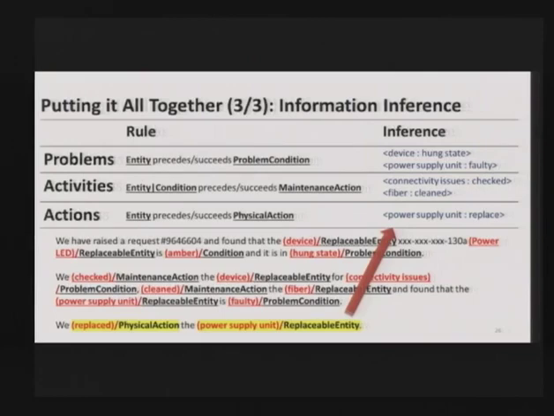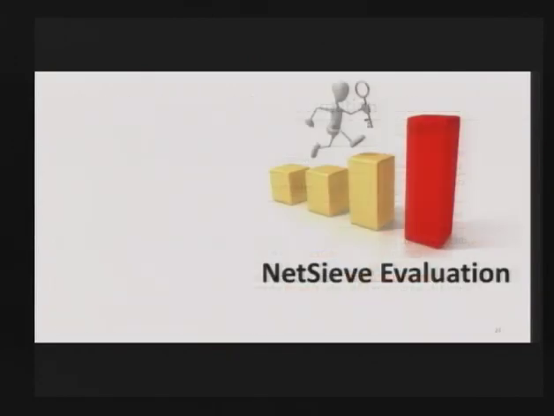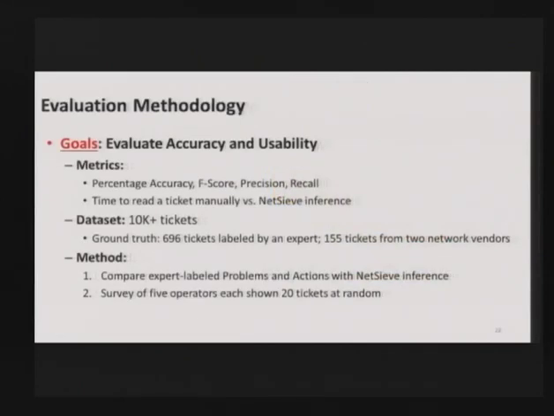Now that I've shown you how NetSieve operates, let me show you our evaluation results on what we did to evaluate NetSieve. Our two main goals were to evaluate NetSieve's accuracy and usability. In order to evaluate the former, we chose percentage accuracy. The paper really talks about other metrics that we used, like F-score and precision and recall. In order to evaluate the latter, we compare the time to read a ticket manually versus NetSieve inference output. For instance, if I give the same thing to an operator, how long does he take to interpret both of these things?